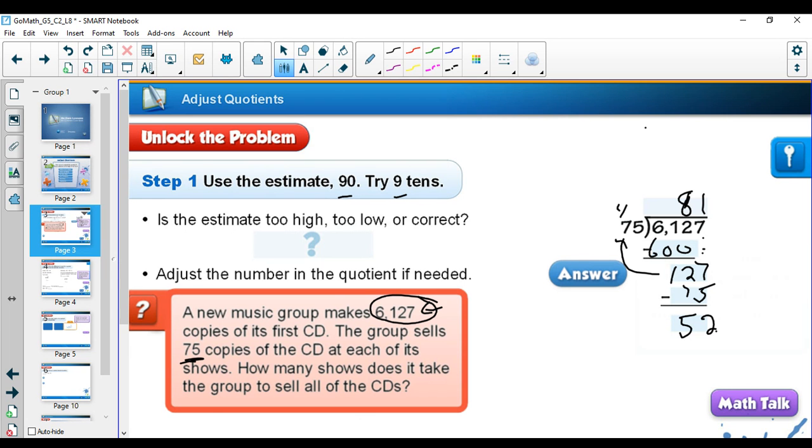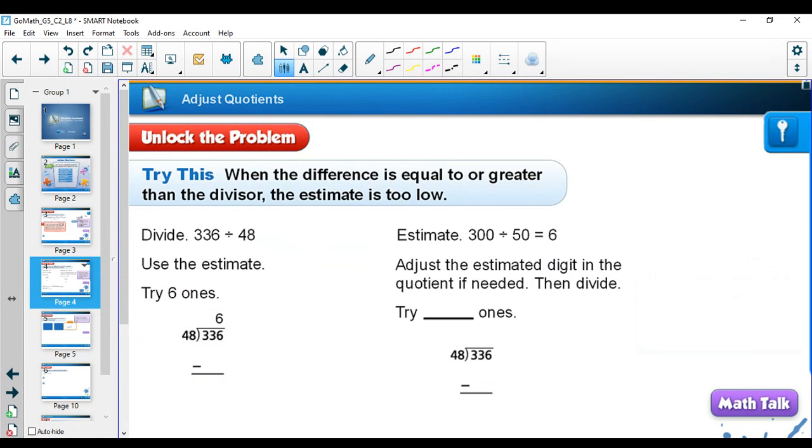So it will take the band, let's see, 81 shows. They'll sell 75 CDs, but then they'd have 52 left over. So it would really take them 82 shows in order to sell them all so that they could make sure that they sell that remainder of 52. Let's take a look at a couple more.